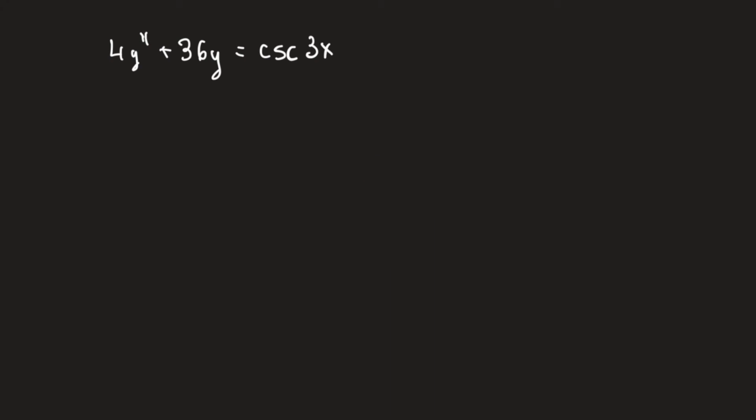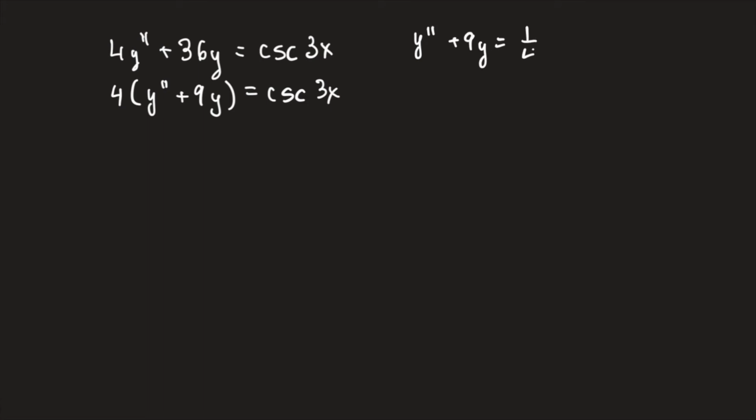Let's do one more example. The first thing you should notice is that we can factor the 4 out of this left side of this equation, leaving us with this. I can now divide both sides by 4, giving me the equation y double prime plus 9y is equal to 1/4 cosecant of 3x. And now we can go ahead and follow the steps from before.